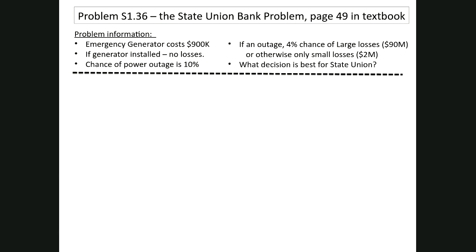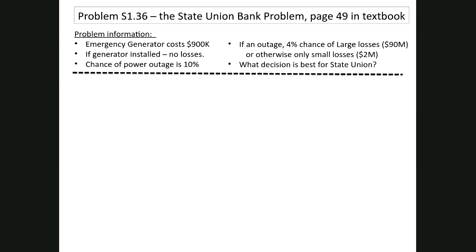The management of State Union Bank was concerned about the potential loss that might occur in the event of a physical catastrophe such as a power failure or a fire. The bank estimated that the loss from one of these incidents could be as much as $100 million, including losses due to interrupted service and customer relations.